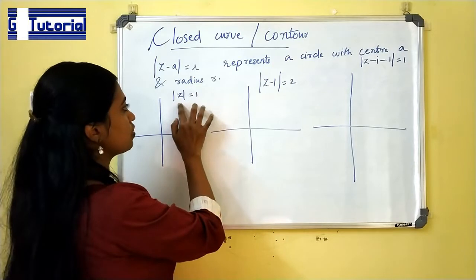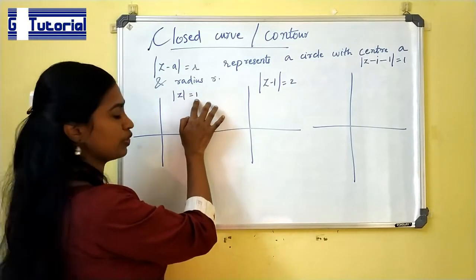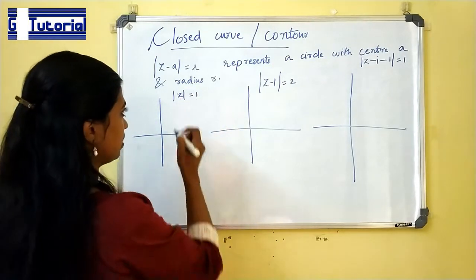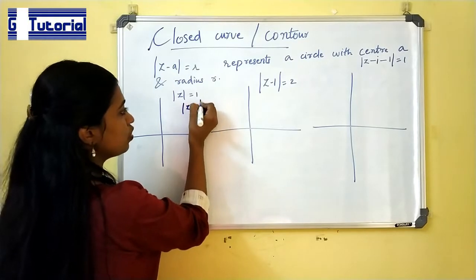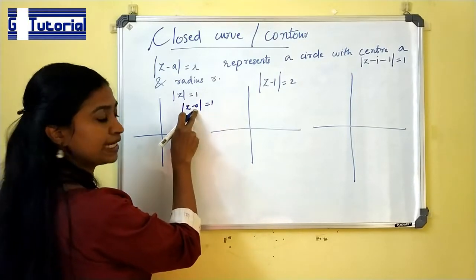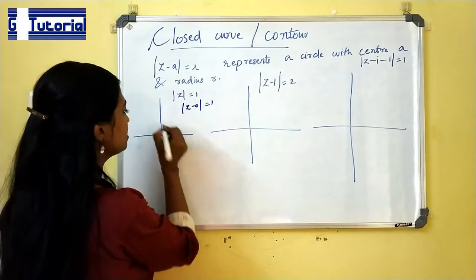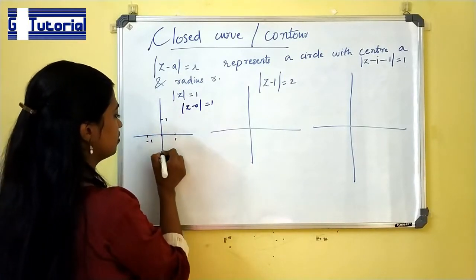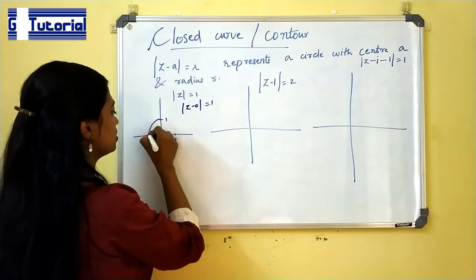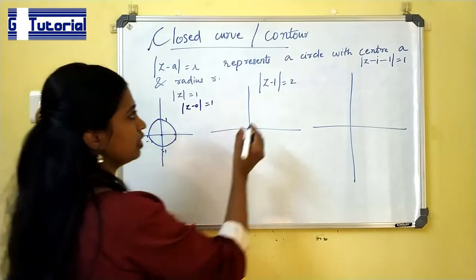For example, if we are asked to evaluate an integral over the closed curve mod z is equal to 1, this is a unit circle. Mod z minus 0 is equal to 1. This is the circle with center origin and radius 1. This is the closed curve.